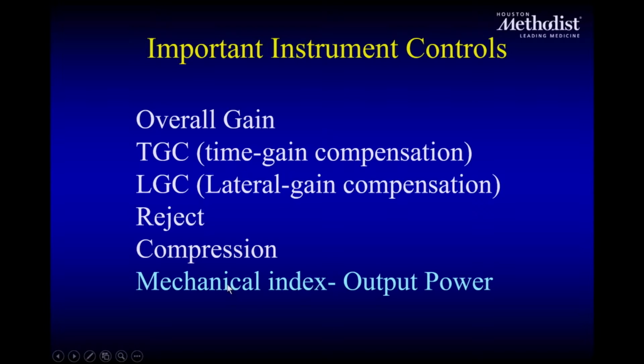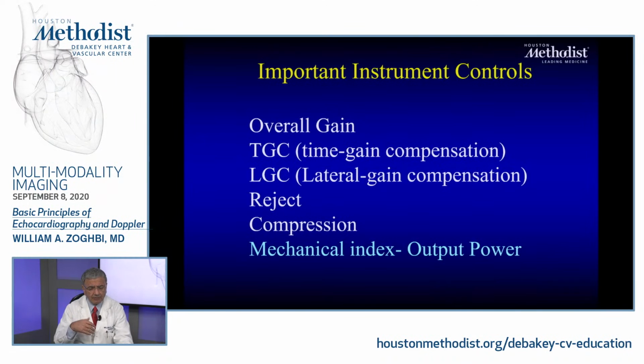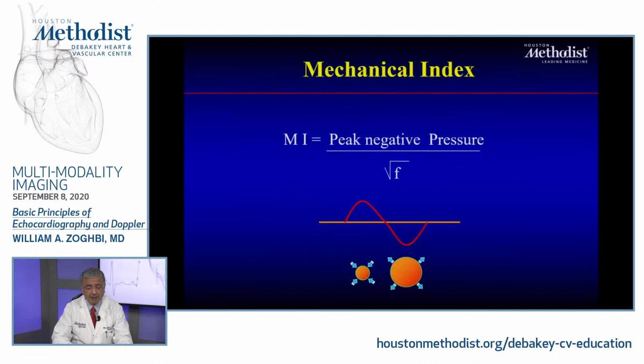These are some of the important instrument controls: overall gain, time gain compensation, lateral gain compensation, reject, compression, and then mechanical index. The first five are post-processing, meaning that is after the ultrasound wavelet has come back to the transducer, and you're processing this by increasing the gain, reject, and compression. Mechanical index is the energy that is sent out, the output power of the ultrasound, which is regulated to keep safety on board, but it's also the one we have to keep in mind when we image with contrast, so we don't destroy these tiny microbubbles.